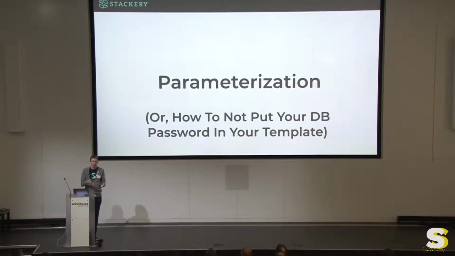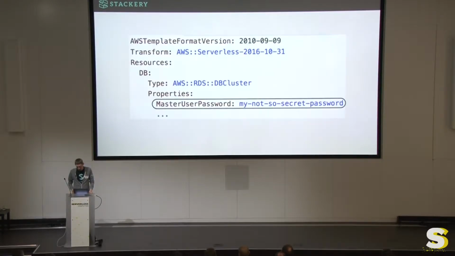Parameterization. We're starting to get slightly more complex here. One great use of this is not putting your database password in your template. Because you're going to try that, but that's going to get committed to code that's in a Git repository. It's too easy to make that public on GitHub. On top of that, you would have to use the same password for all of your environments, production, staging, test. Clearly, there has to be a better way.